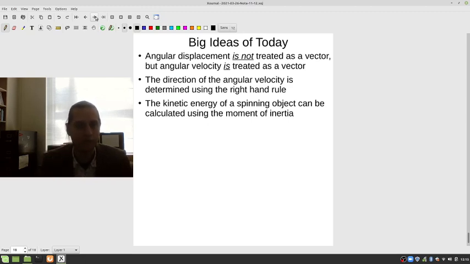So what are our big takeaways? Angular displacement is not treated as a vector. Angular velocity is treated as a vector. Direction of angular velocity is determined using the right-hand rule. And the kinetic energy of a spinning object is K equals 1/2 I omega squared.